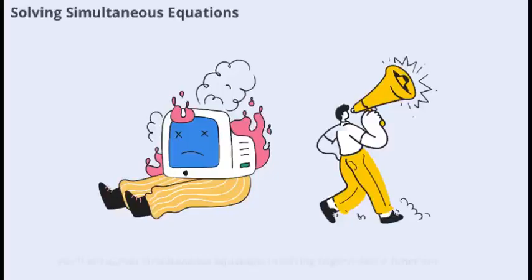Sometimes you'll encounter simultaneous equations involving trigonometric functions. These can be solved using substitution, elimination, or by expressing the equations in terms of a single trigonometric function. This technique is especially useful in physics and engineering problems.